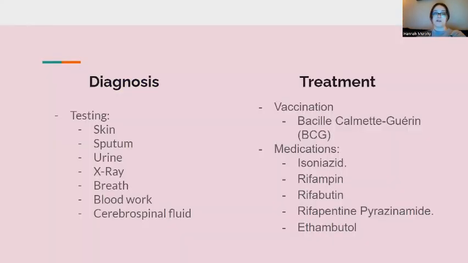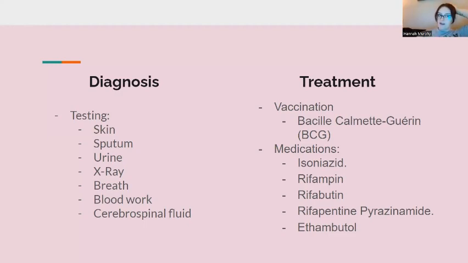So for diagnosing, there's multiple tests they can run. I have here skin. It's kind of similar to an allergy test, where they'll inject a little bit of the activated TB under the skin, and the provider will monitor your skin, and they'll determine whether you're positive or not based on how big a lump there is, and they'd watch for that.